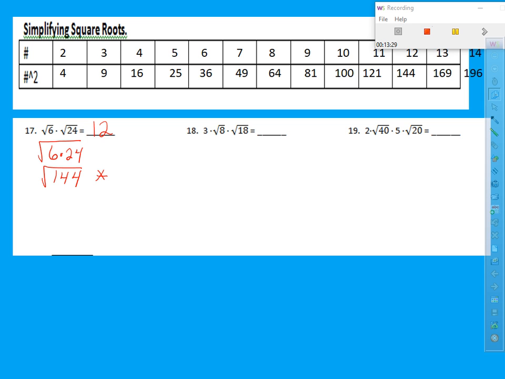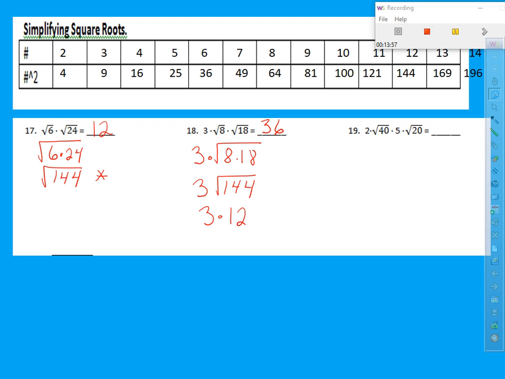18 is another nice one. I'm going to go 3 times the square root of 8 times 18, which is really 3 times the square root of 144. This now becomes 3 times the square root of 144, which is 12. My answer is going to be 36.